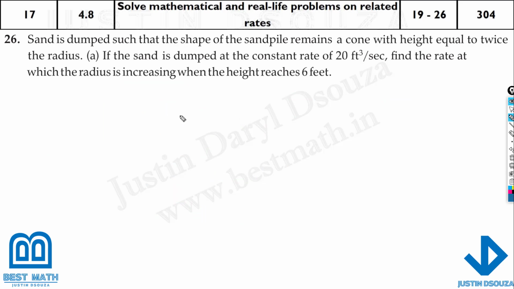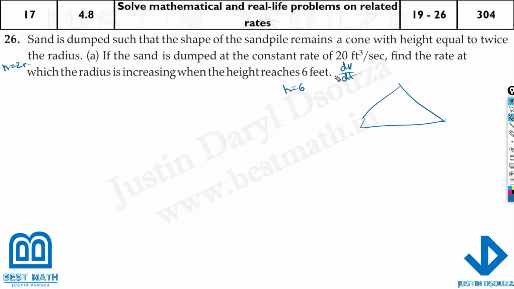We move to the last problem in this question. Sand is dumped such that the shape of the sand pile remains a cone. Again, we have a cone shape. With the height equal to twice the radius. So here they have told h is equal to 2 times r. If the sand is dumped at a constant rate of 20 feet cube per second, it's dv by dt. Find the rate at which the radius is increasing when the height reaches 6 feet.